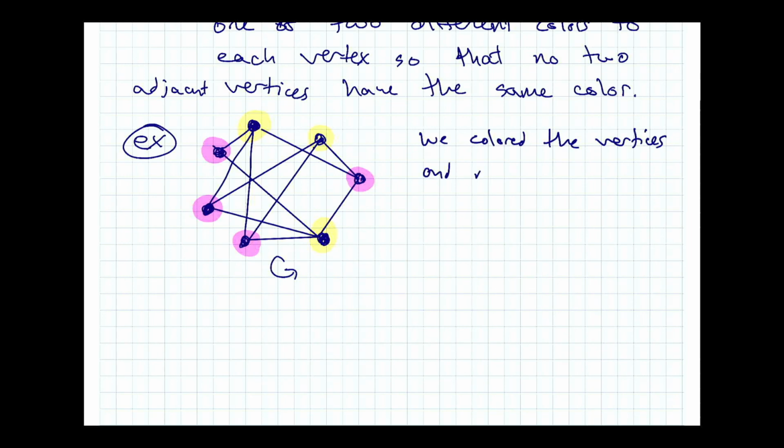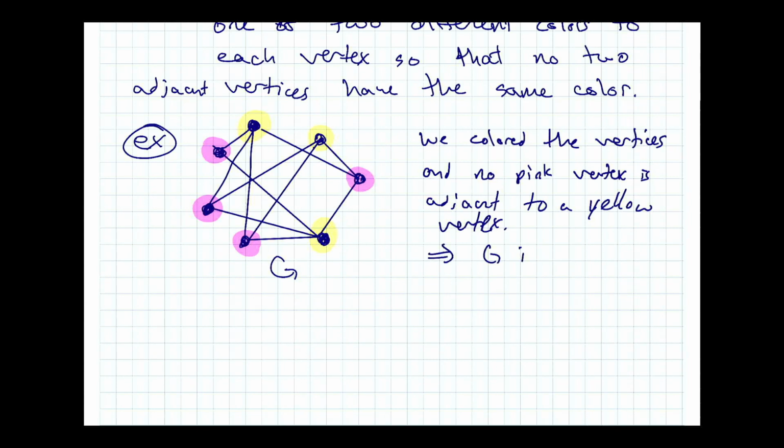And no pink vertex is adjacent to a yellow vertex. That means G is bipartite. So that's the easiest way to do it.